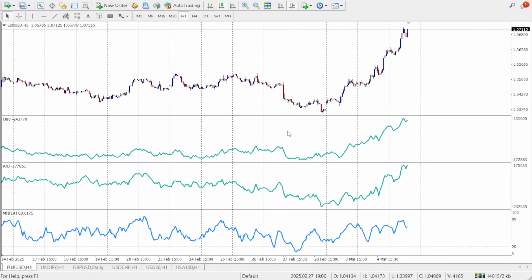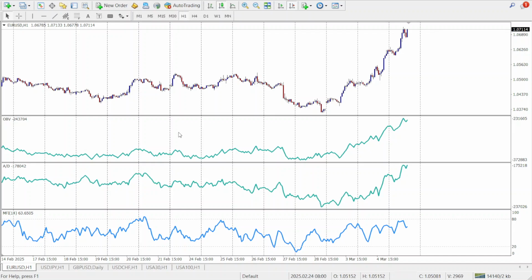This is one of the most popular volume indicators used by traders to track the flow of money in the market. Right? What is the OBV? On-balance volume is a simple yet effective tool that combines price movement and volume to gauge the strength of a trend. Now, the concept behind OBV is straightforward. If the price closes higher than the previous close, the volume is added to the OBV, indicating buying pressure. But if the price closes lower, the volume is subtracted, showing selling pressure.